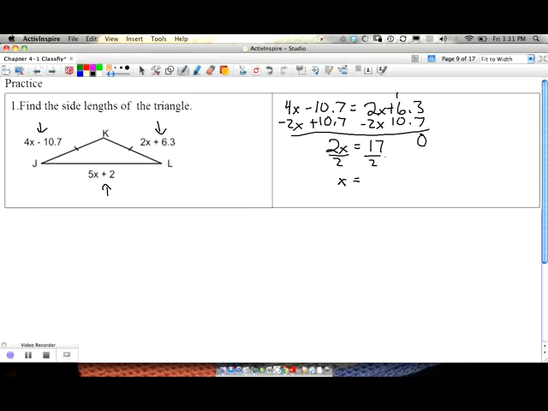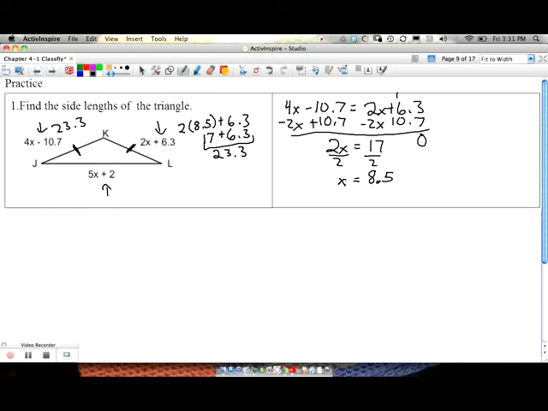So let's look at these. This would be 2 times 8.5 plus 6.3. Well, go figure. 17 divided by 2 is 8.5. 8.5 times 2 is 17. So then I put those two pieces together, 17 and 6.3, and that would give me 23.3. So that's this side over here, this KL. That means the other side is also 23.3, the JK. Why? Because those are equal. That's what these two little marks mean, the tick marks. Let's figure out this last one though.